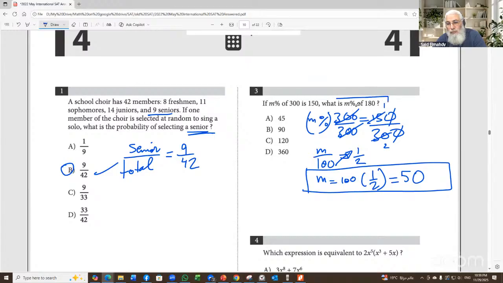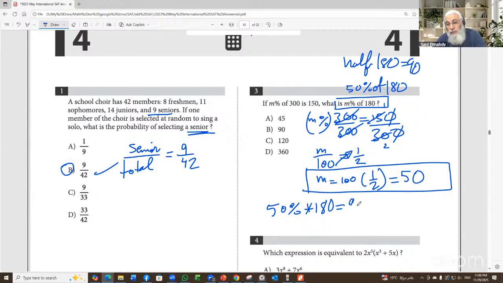What is 50% of m%? That means 50% of 180. 50% means half, 1/2. Half of 180 is 90, or 50% using a calculator times 180. This is equal to 90. So the solution is 90.